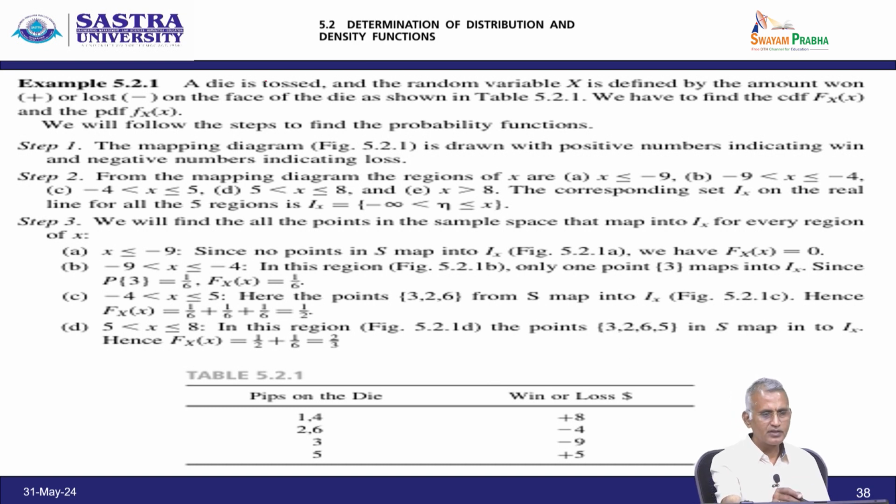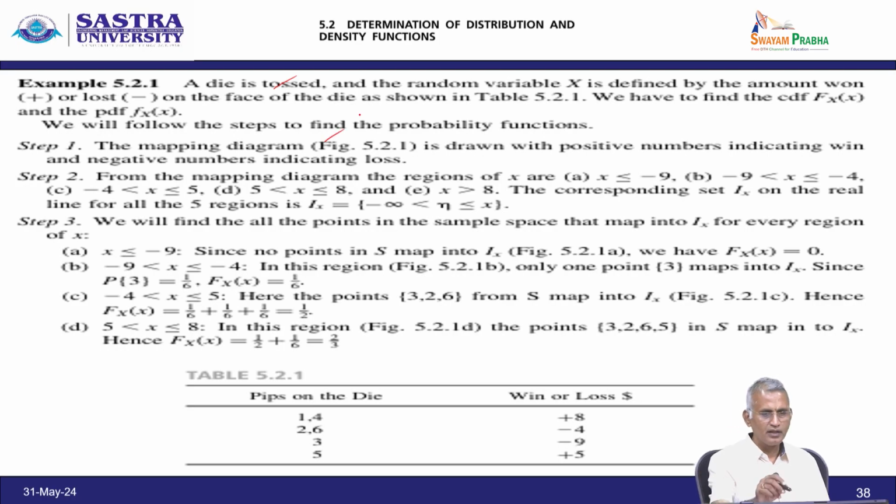A die is tossed and the random variable x is defined by the amount 1, positive meaning win and negative meaning loss, on the face of the die as shown in the table. We have to find the CDF, the cumulative distribution function Fx of x, and the probability density function f of x. So, we will follow the steps to find the probability function.